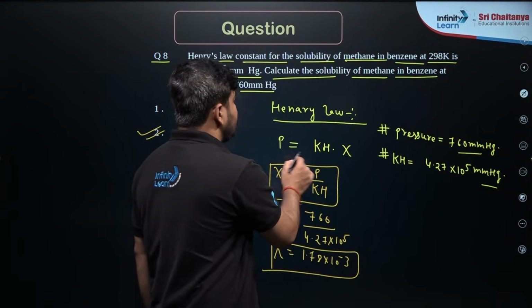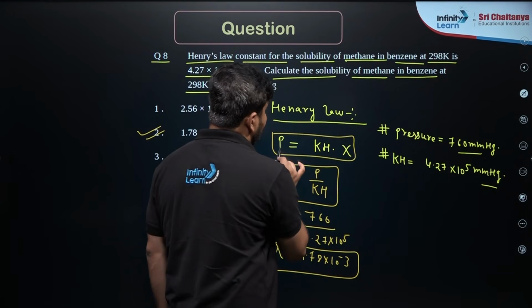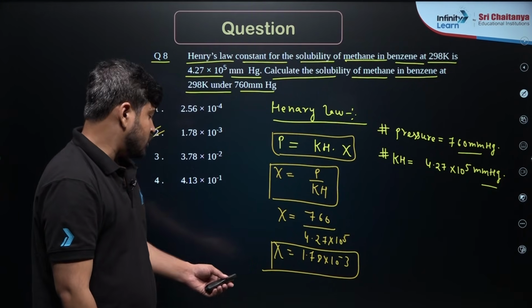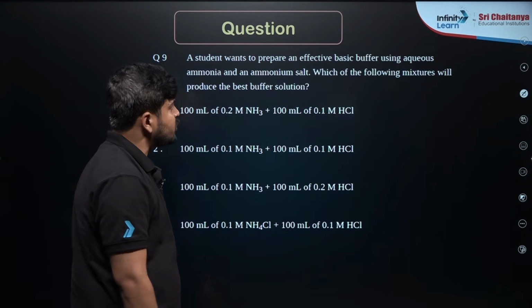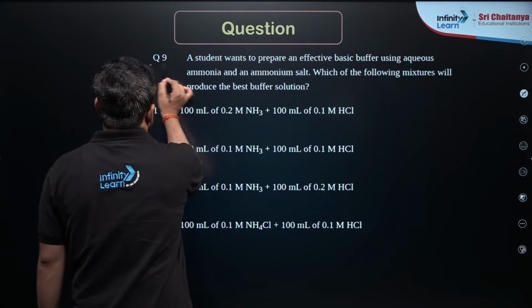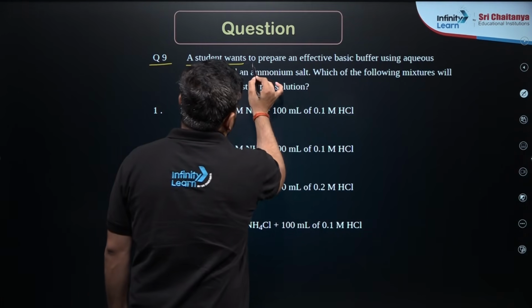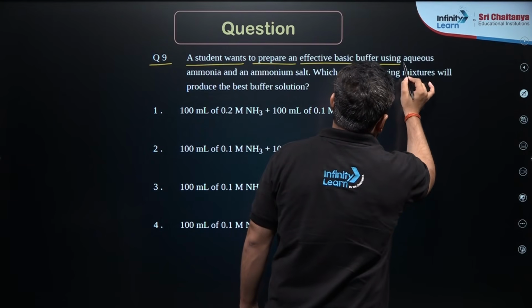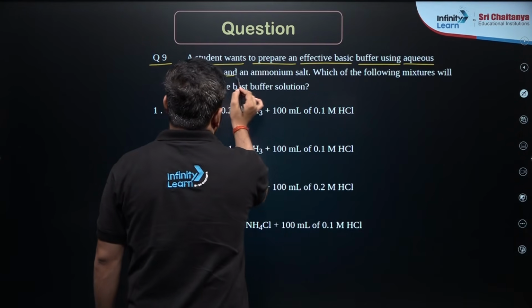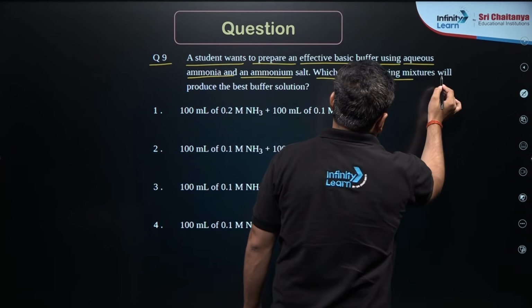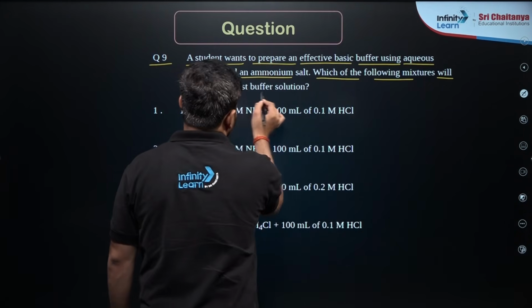You just need to apply the Henry law only. What law do we have to apply? Henry law, and we will get the answer of this question. Now I am coming to the next question. See question number 9, what is given. A student wants to prepare an effective basic buffer solution using aqueous ammonia and an ammonium salt. Which of the following mixtures will produce the best buffer solution?